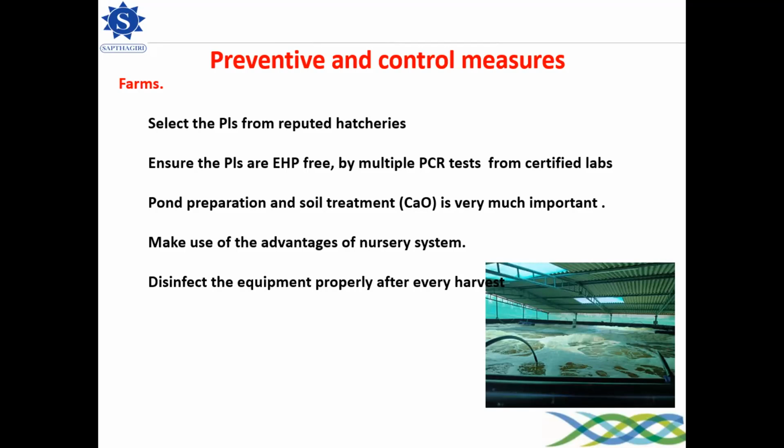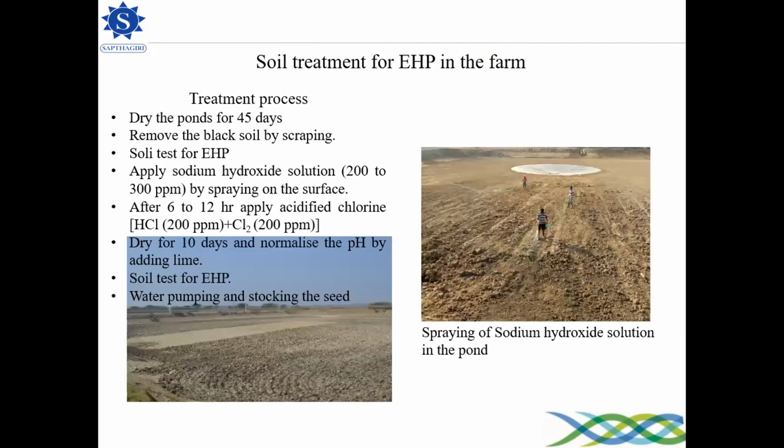This is one of the experiments. Before, in a farm, the soil treatment was done with sodium hydroxide at 200 to 300 ppm. It's like a spraying. The sodium hydroxide solution at a concentration of 200 to 300 ppm is made, and it is sprayed all over the surface.